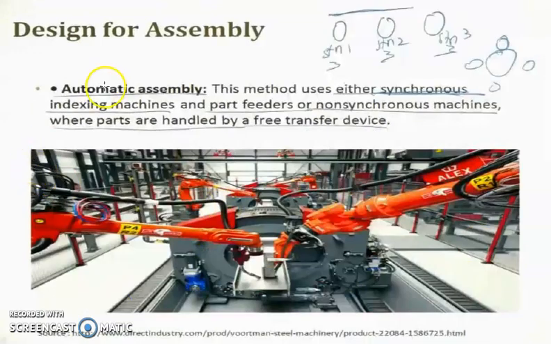Next, there are automatic assembly lines. This method uses either synchronous indexing machines or part feeders, or non-synchronous machines where parts are handled by free transfer devices. Free transfer devices, or you can say robotic arms or robotic controls, are there in this automatic assembly process. So in this automatic assembly, you have to use some synchronous or asynchronous robots. So basically you are using some robots in this.